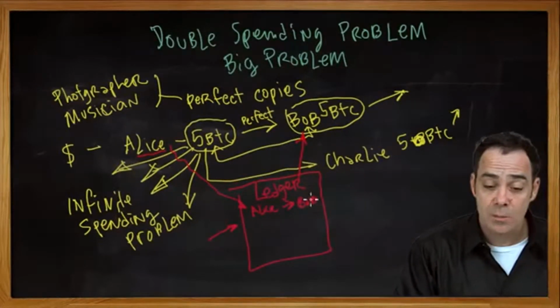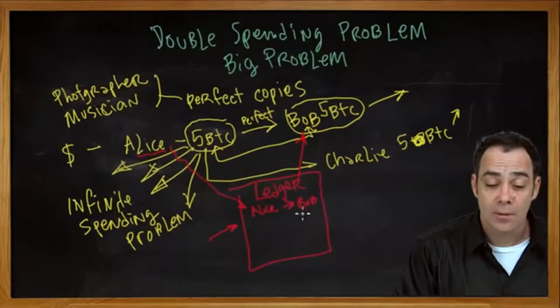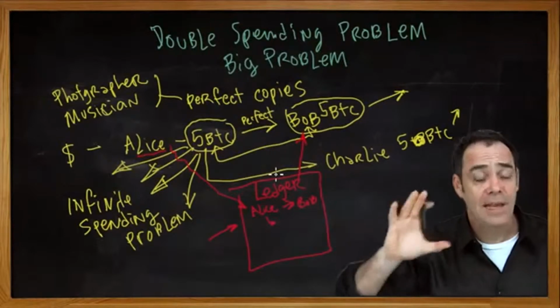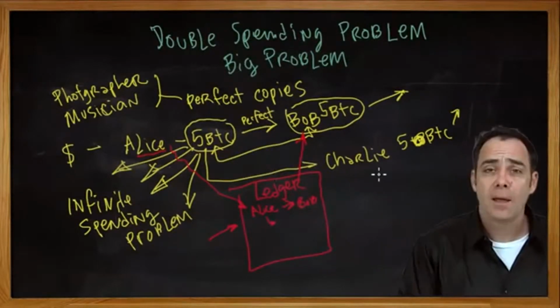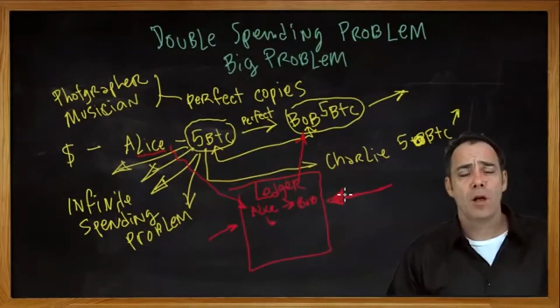So if Alice sends it to Bob and then she tries to send it to Charlie, the ledger says, no, Alice, you don't have those 5 Bitcoins anymore. Sorry, honey, the days are over when you could spend as much as you want. And it seems so devilishly simple, right? He's created this ledger, and yeah, problem solved.